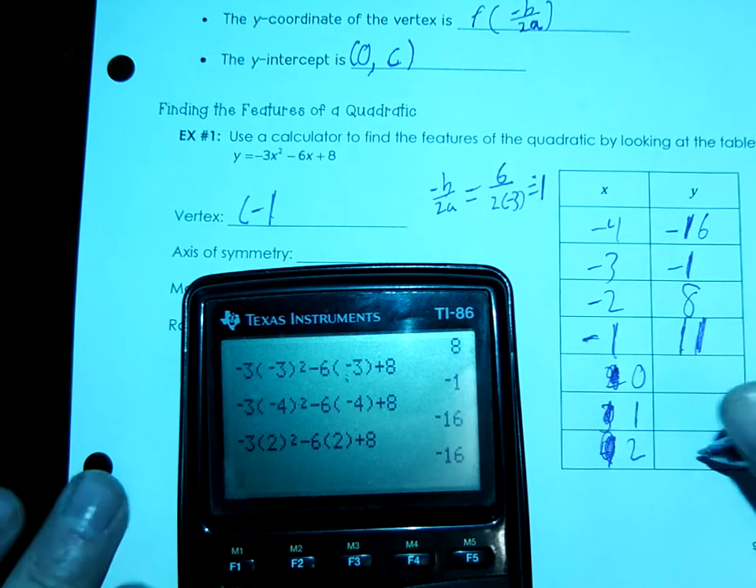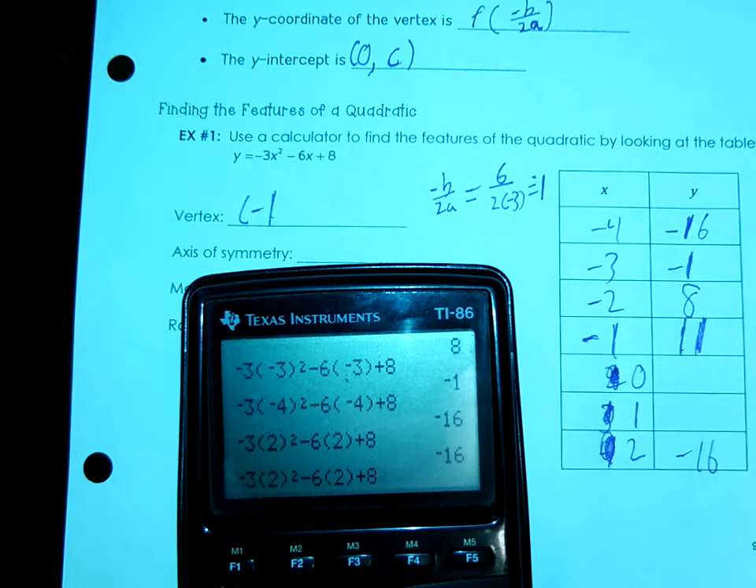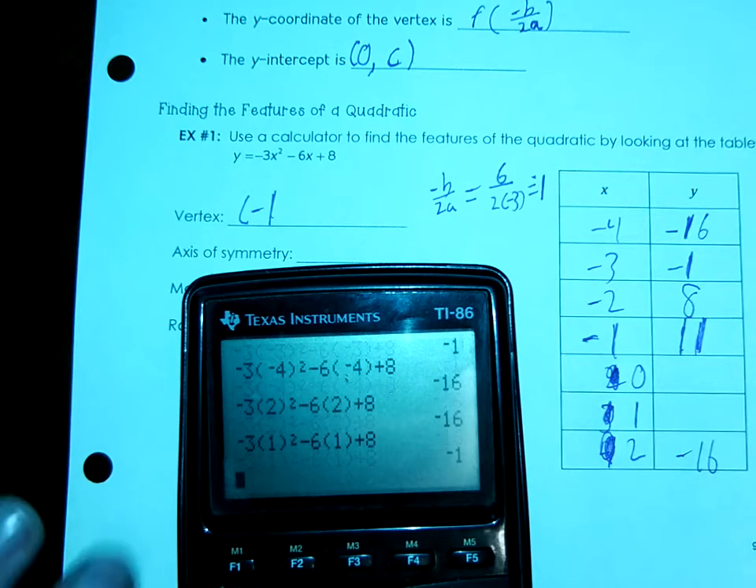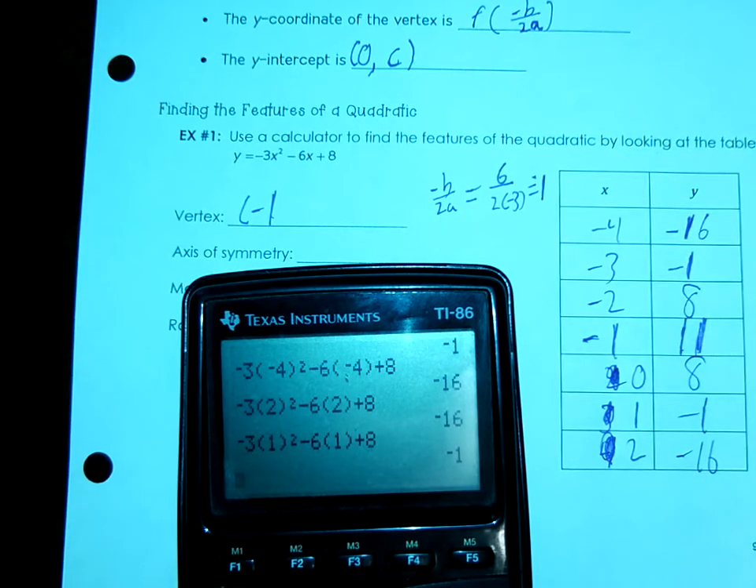So that is a negative 16, and you see it matches with this one here. And then we'll put in 1 and 0. 1 is negative 1. And of course 0 is 8 because that's my y-intercept. So you can see here that all matches. The y values match. That tells me I've got my proper vertex, which is at negative 1, comma 11.